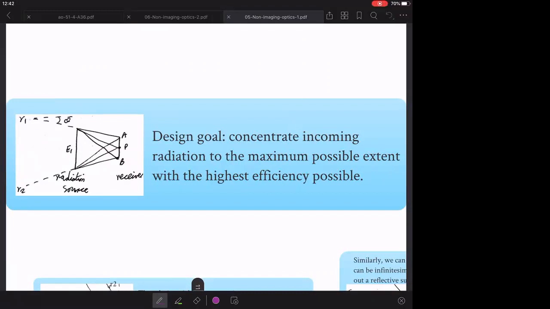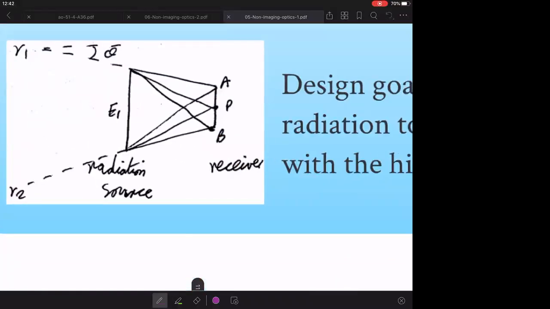What is the design goal? Our goal is to concentrate the incoming radiation to the maximum possible extent, with the highest efficiency possible. So what does that mean? That means if you have a radiation source as shown in this picture here, which is labeled E1, light emitted from that radiation source needs to be collected to the receiver, which, for example, can be a solar panel, which is labeled AB, with very, very high efficiency. This is the goal.